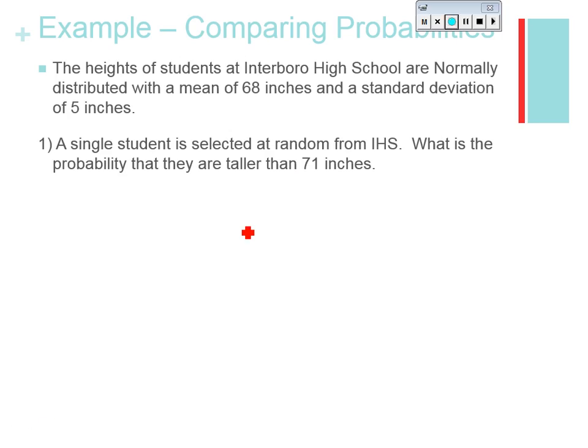So to finish up with one other thing here, this has to do with comparing probabilities. The question says the heights of students at Interboro High School are normally distributed with a mean of 68 inches and a standard deviation of 5 inches. Since the population distribution is normal, I can assume, regardless of sample size, that the shape of the sampling distribution will be normal. Question number 1 says a single student, so in this case n equals 1, is selected at random from the high school, what is the probability they are taller than 71 inches?